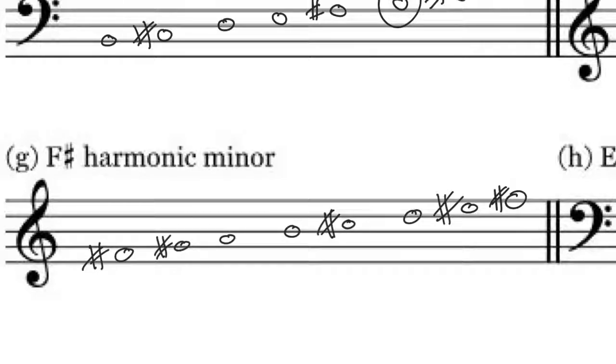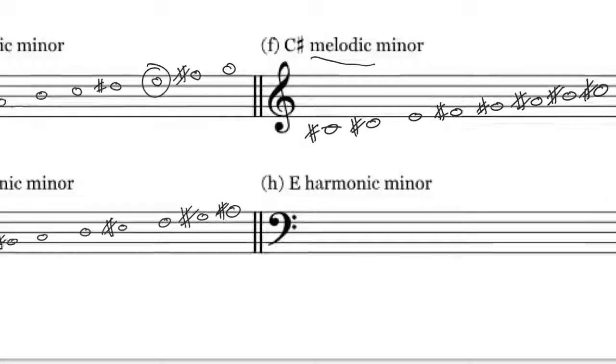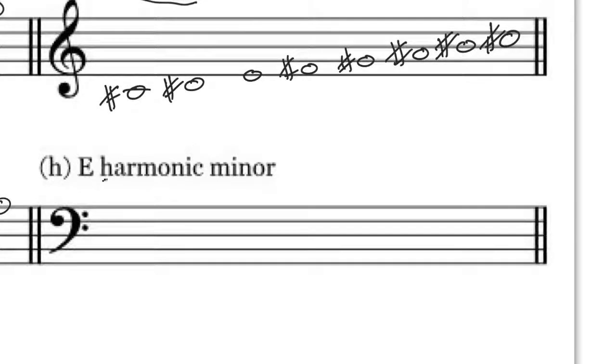Our last one here is E harmonic minor. We are in the bass clef, so we need to write our notes: E, F, G, A, B, C, D, E. E harmonic minor has an F sharp in it. All we need to do is raise the 7th scale degree, which is right here, and write a sharp, and that's all you have to do.